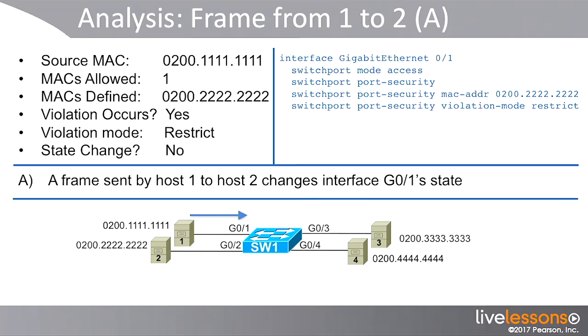That last bit is something that a lot of people forget to think about or forget the details once you've read over it and moved on to other things. So we'll review that in just a moment. But in this case, answer A is incorrect because G0/1 state remains the same. The frame would be discarded, but the interface state remains the same.